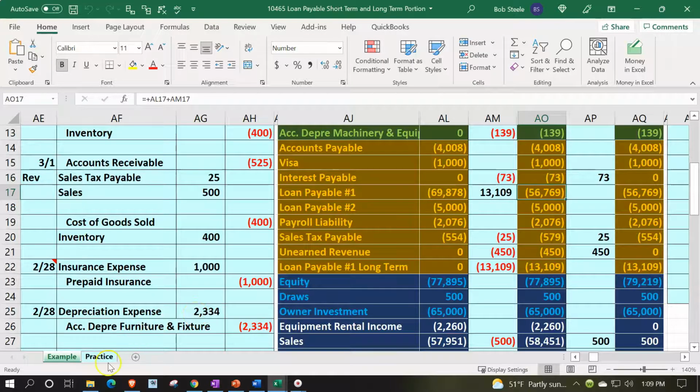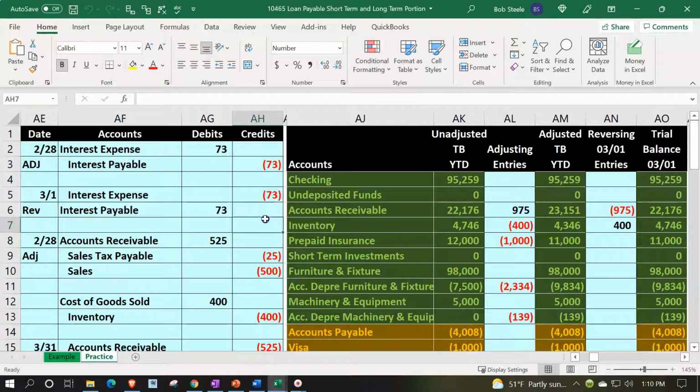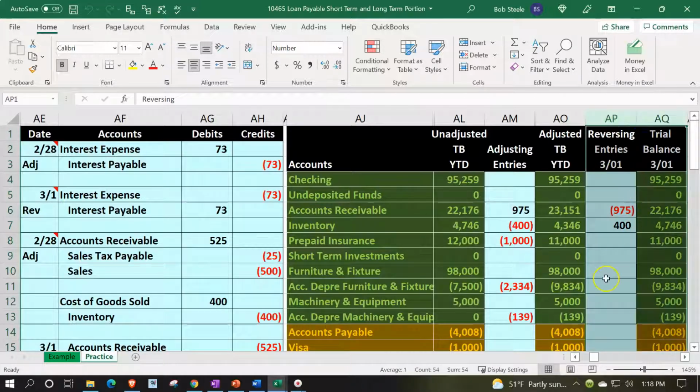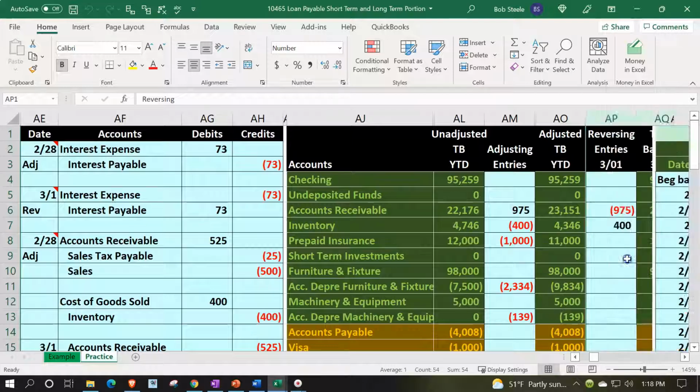Okay, so let's do it. We're going to go to the practice tab over here. Well, I want to look at the amortization. So let's go ahead and hide some areas. I'm going to hide first the reversing trial balance. We don't need the reversing entry, so I'm going to hide from AP to AQ. We'll get back to them later. Right-click and hide that stuff.